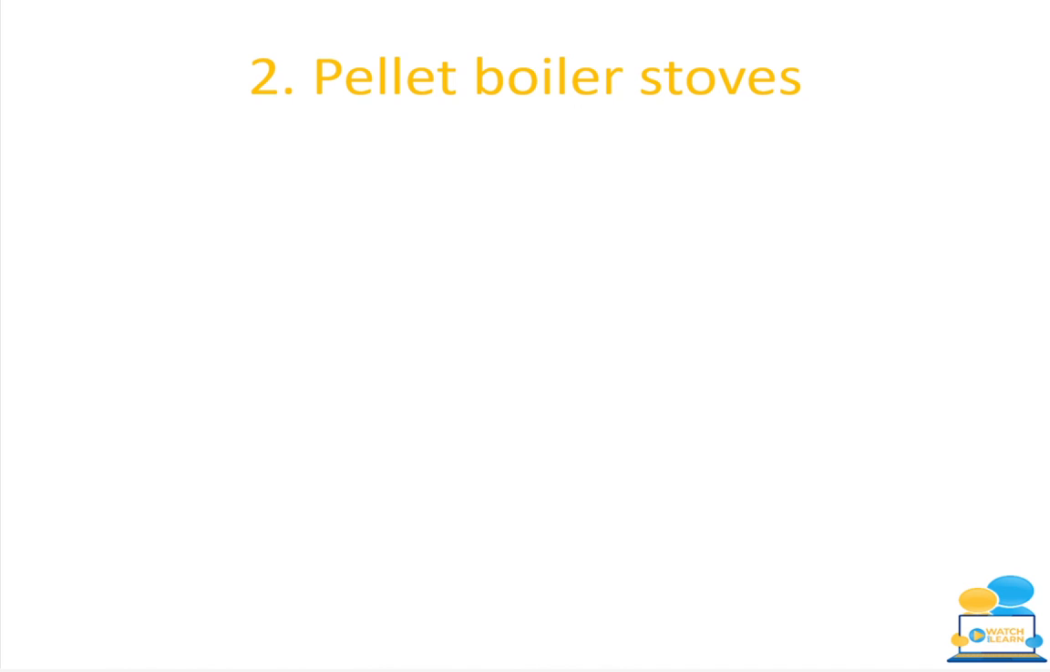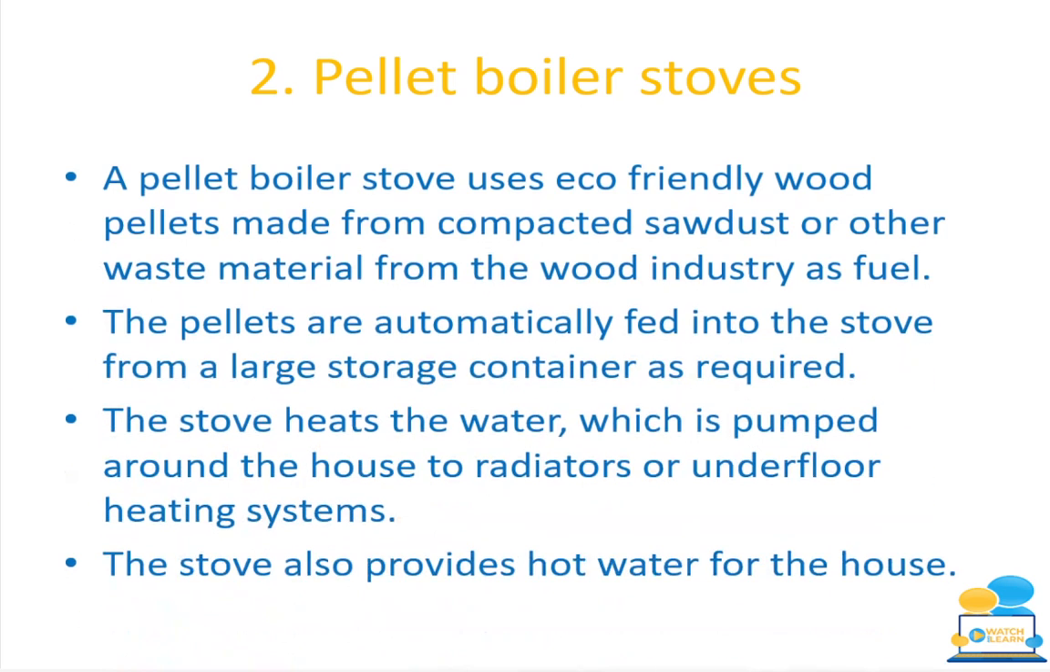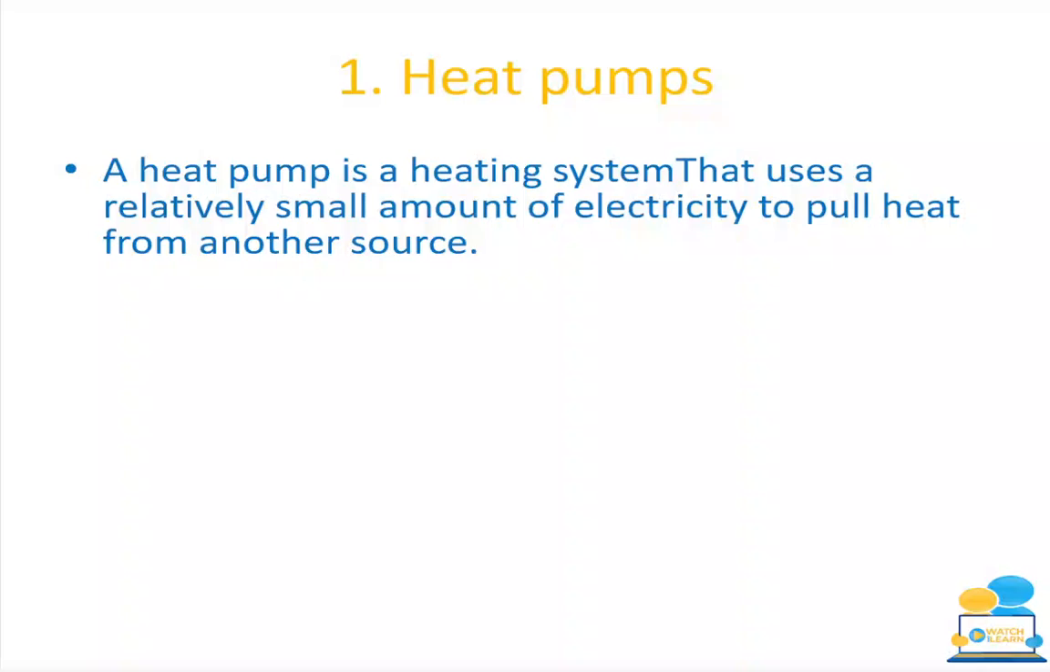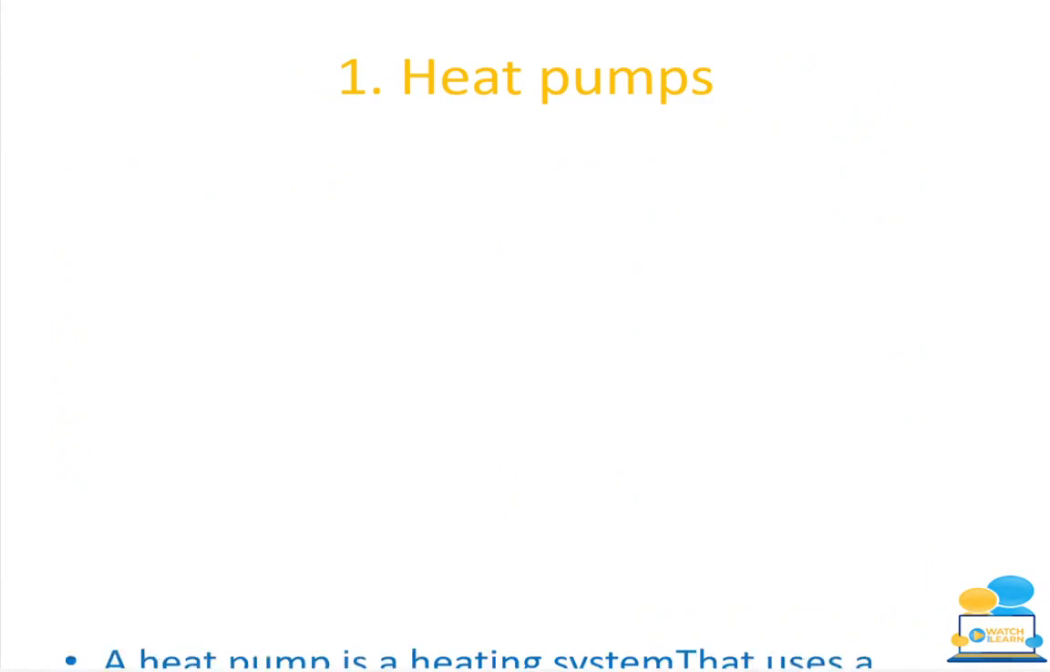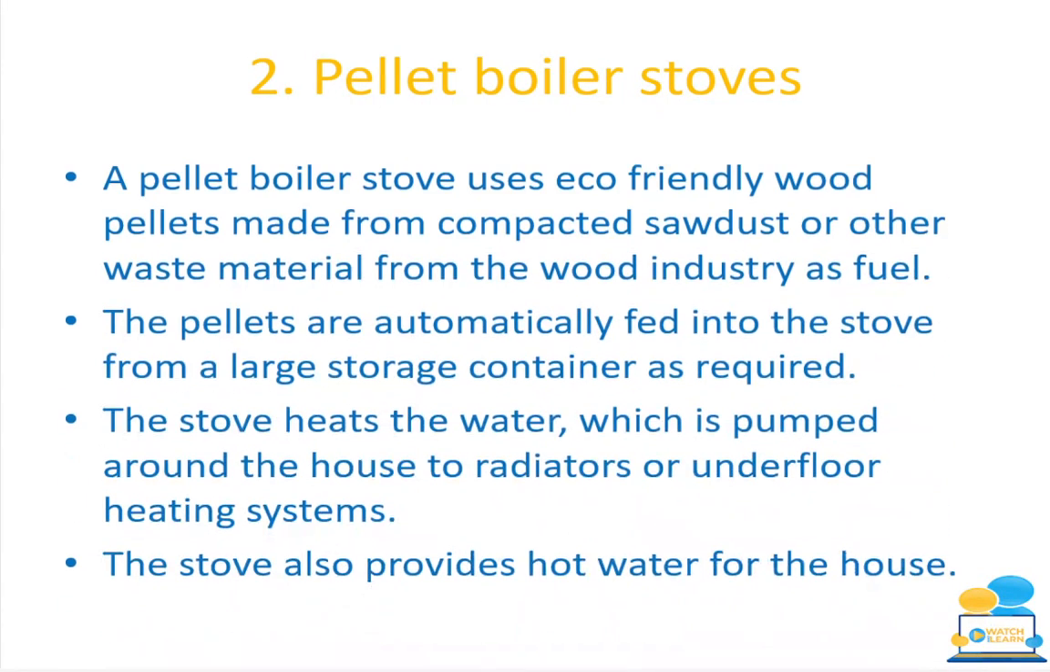Our second sustainable form of home heating is our pellet boiler stoves. Okay, so your pellets are these little things down the bottom right, so they kind of look like the bran that you get in your cereal, or they also look like chicken feed. So a pellet boiler stove uses eco-friendly wood pellets. So what they do is they get sawdust and other materials that are left over from the wood industry, for example your sawmills, and they compact them, so they squish them together under high pressure, and they create these little pellets that look like your chicken feed.